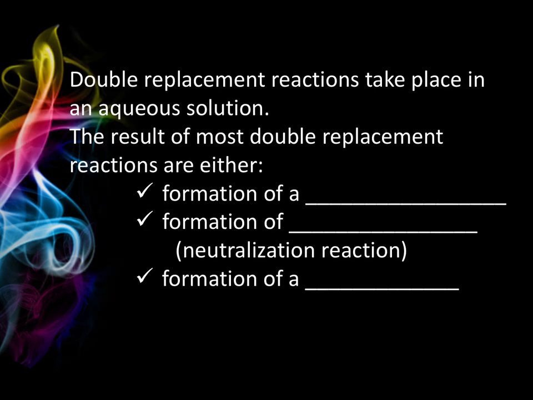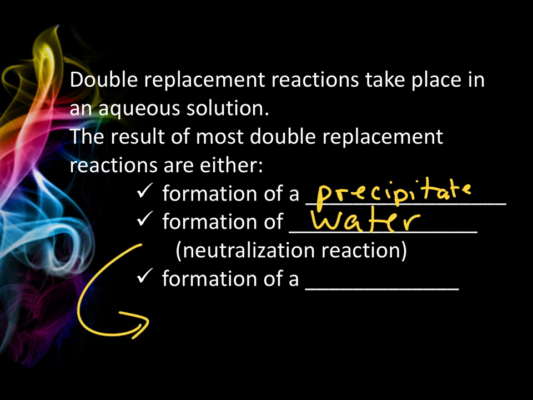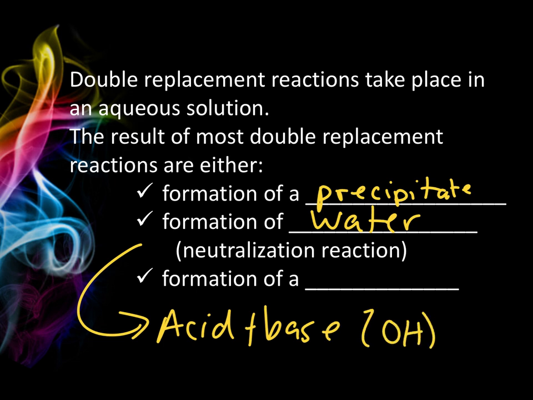All right. So double replacements, what do we know? Most double replacements are going to form a precipitate. Remember what a precipitate is? A solid. If you're not part of the solution, you're part of the precipitate. Formation of water, that's a neutralization reaction. This is an acid plus base. A base contains hydroxide, and an acid will contain H, or formation of a gas.